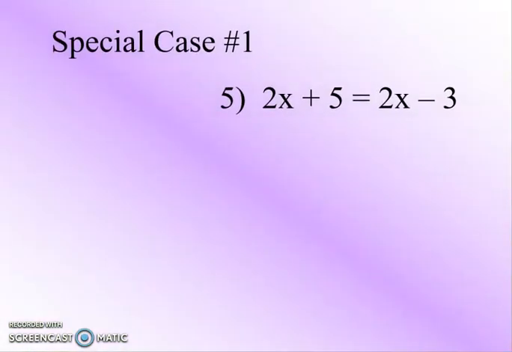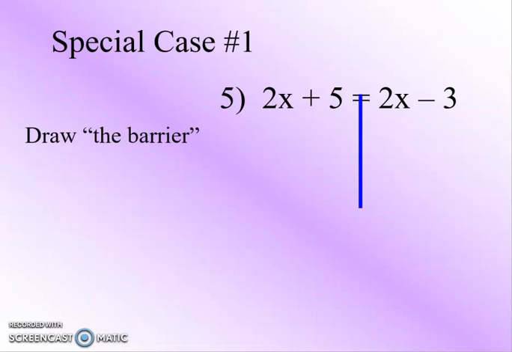All right, special case. This one's weird, okay? Pay attention. I'm supposed to eliminate the variable term that's smaller, but they're both the same size, right? So I'm going to subtract 2x from both sides and watch what happens.